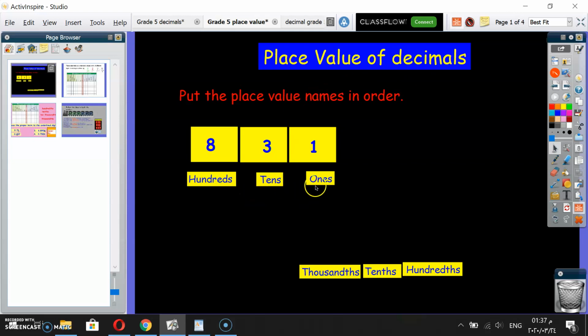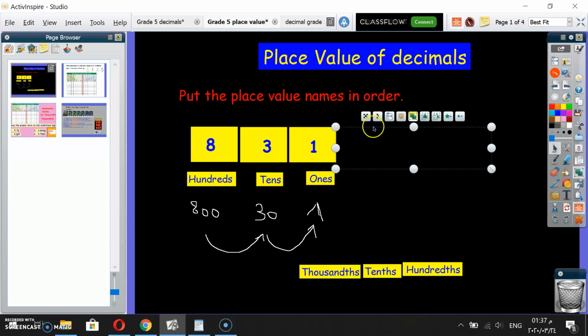What do we mean by place value? Place value means that this 8 does not represent only 8. In fact, it represents 8 hundreds, or 8 and 2 zeros. 3 represents 3 tens or 30. And this is the ones, so it is a 1. As you notice, as we go to the right, the digit becomes smaller by 10 times. So tens is smaller than hundreds by 10 times, and ones is smaller than tens by 10 times.